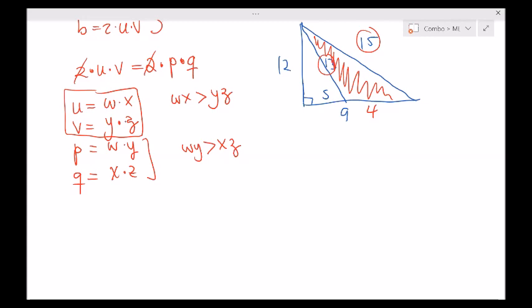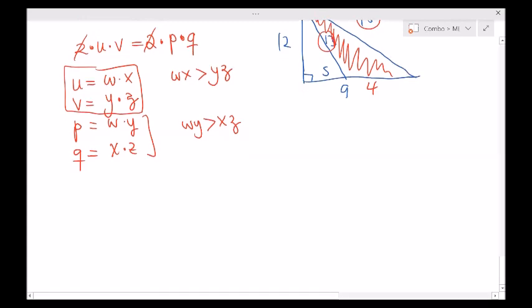I'm skipping the proof of the theorems. These are all well-known theorems. So for instance, if I give you W, let's say W is equal to 2, X is equal to 3, Y is equal to 5, and then Z is equal to 1.